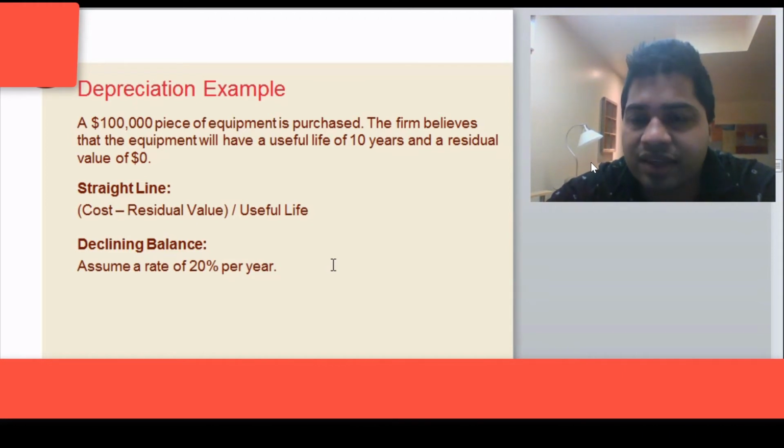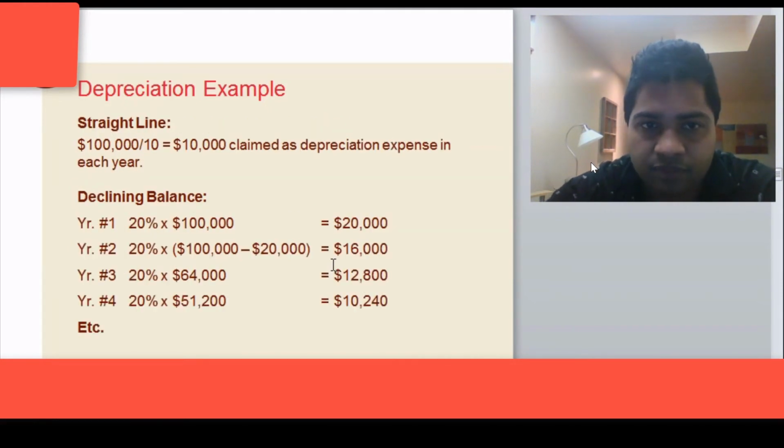Straight line is different. The formula for straight line is cost, 100,000, minus residual value, that is 0 in this case, divided by the useful life, that is 10 years, which gives 10,000. So this is how the straight line method works: 100,000 minus 0 divided by 10. 10,000 is claimed as depreciation each year.